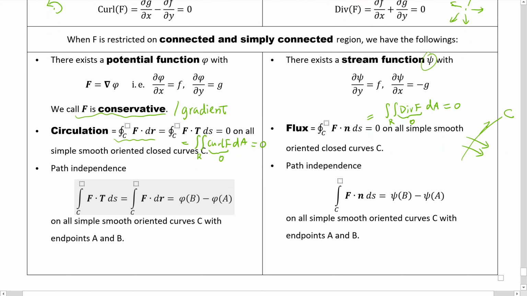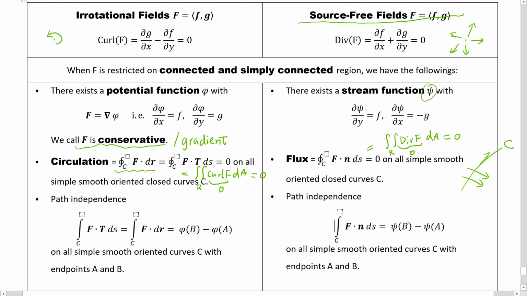And we also have path independence. The flux integral equals the stream function evaluated at the final point minus the stream function evaluated at the initial point. See, we have a very beautiful parallel between circulation and flux, and between divergence and curl.